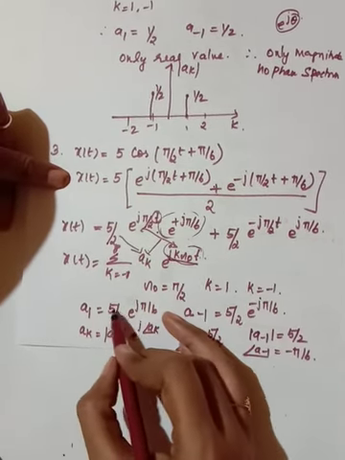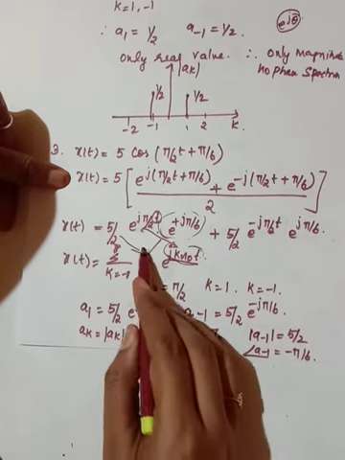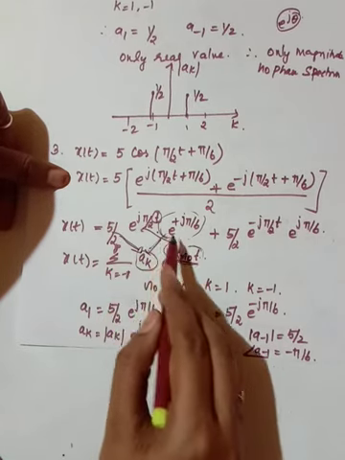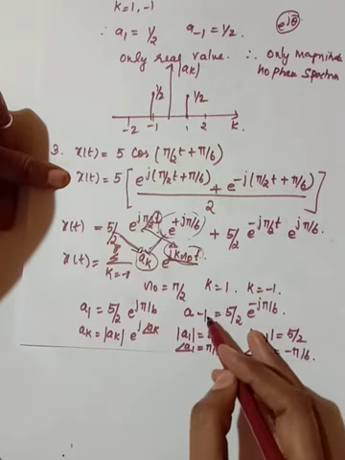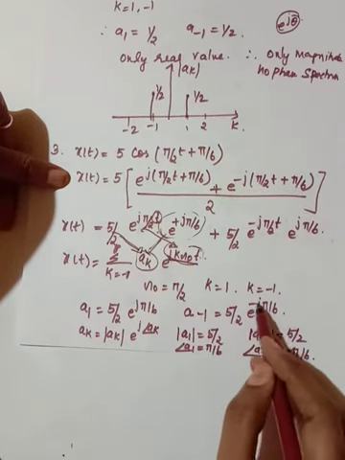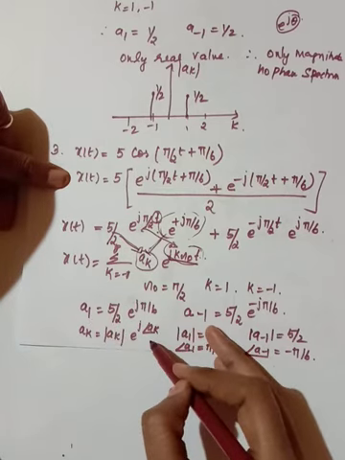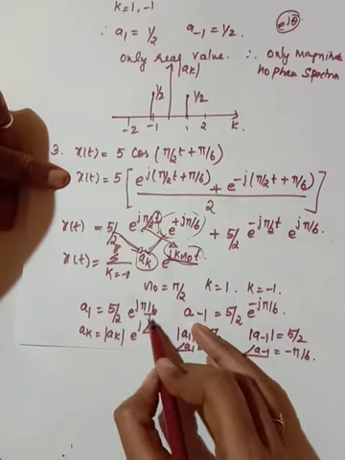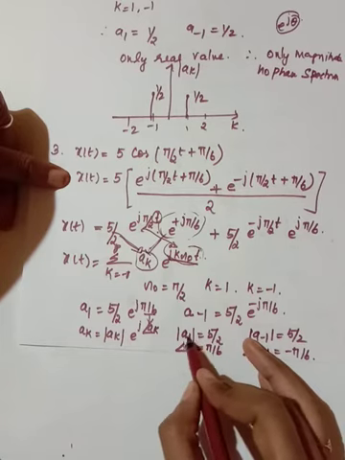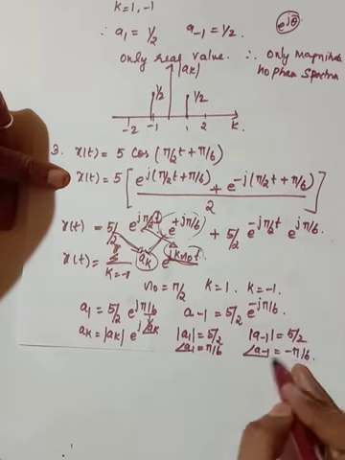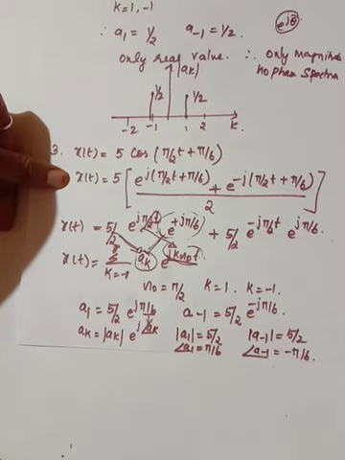So here a1 is equal to 5 by 2 e power j pi by 6, and a minus 1 is equal to 5 by 2 e power minus j pi by 6. This can be represented as magnitude part and phase part. So for a1 the magnitude is 5 by 2 and the angle is pi by 6. For a minus 1 the magnitude is 5 by 2 and the angle is minus pi by 6.